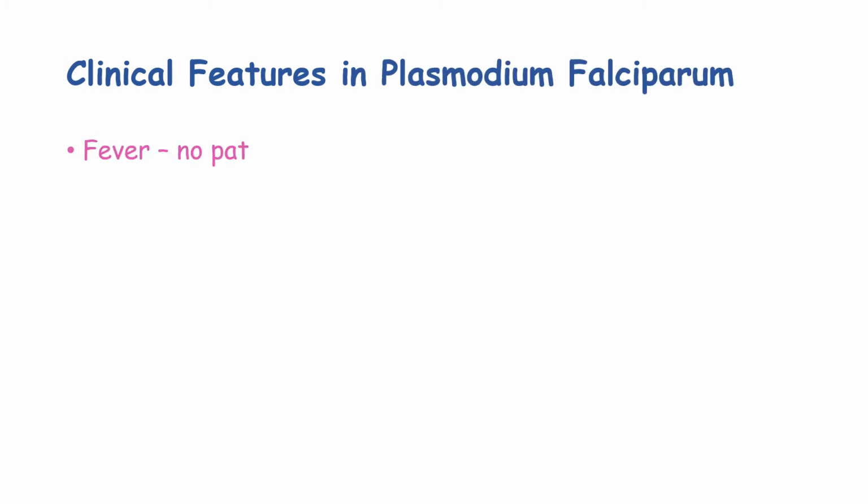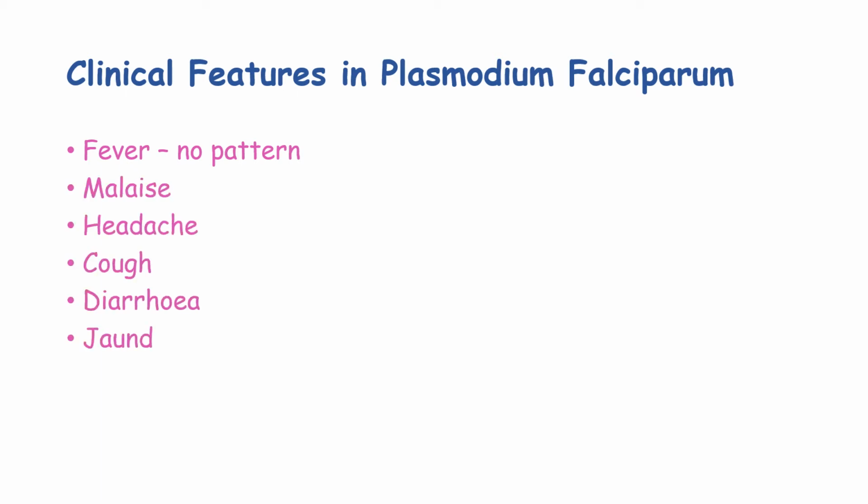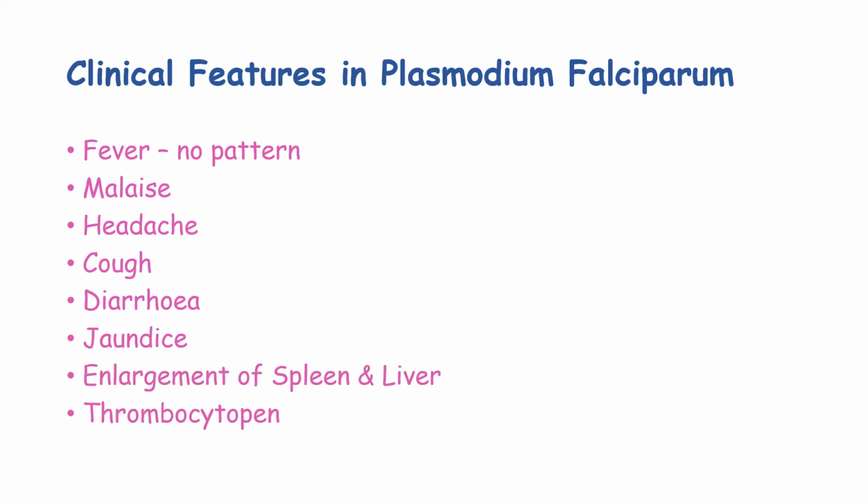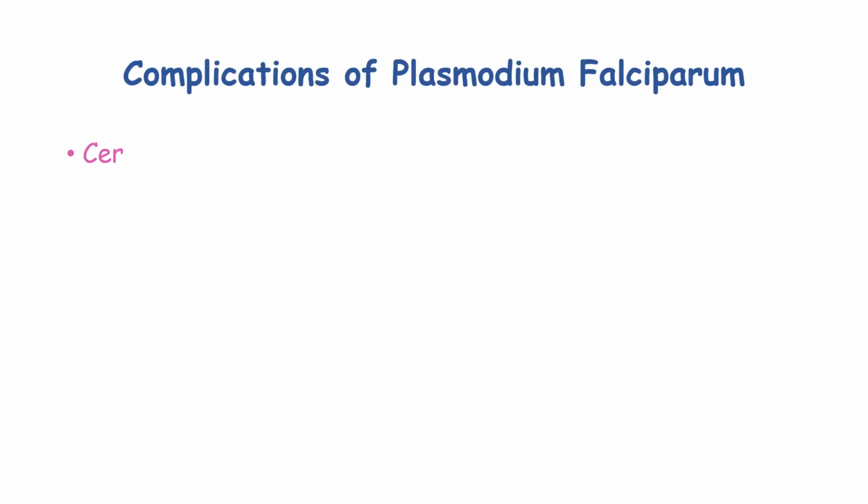Let's look at the clinical features in the most dangerous, Plasmodium falciparum malaria. There is no pattern of fever. The onset is gradual with malaise, headache, cough, diarrhea, jaundice due to hemolysis, enlargement and tenderness of spleen and liver, and thrombocytopenia. The complications of Plasmodium falciparum include cerebral malaria. Swelling in the brain can cause severe brain impairment and damage due to parasite-infected blood cells blocking small blood vessels. This can lead to coma.